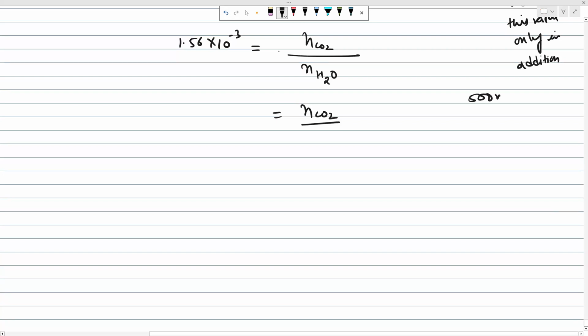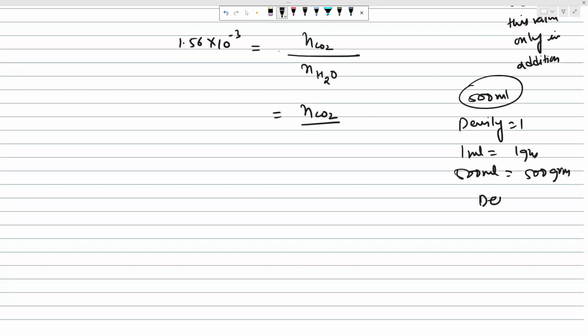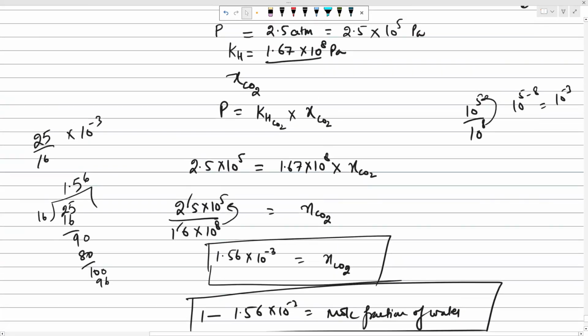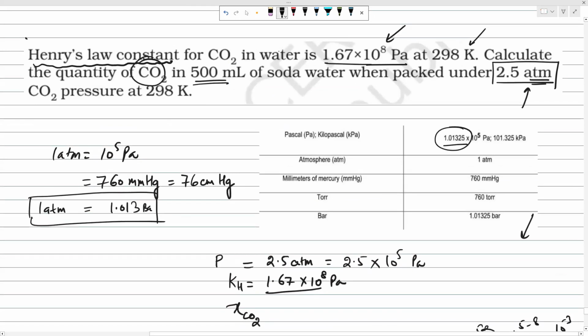So it is 500 ml, not the mass. Since water has density 1, we will say that 1 ml of water has 1 gram weight. 500 ml of water will have 500 gram weight. Because density is equal to mass upon volume. When density is 1, then 1 is equal to mass upon volume, so mass is equal to volume. Simple. If it is written in ml, we will consider it as grams.